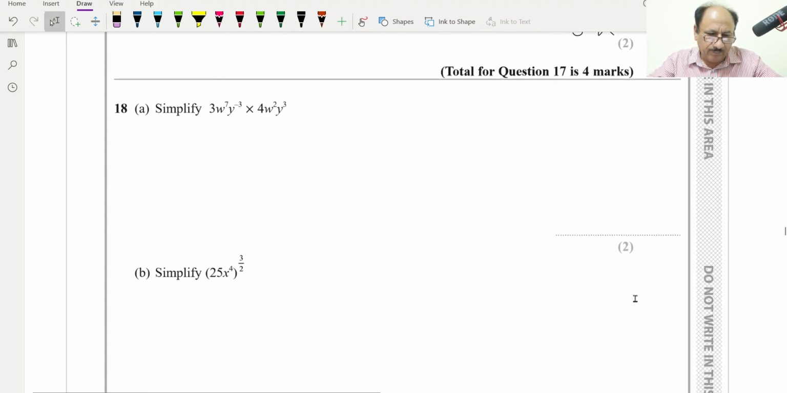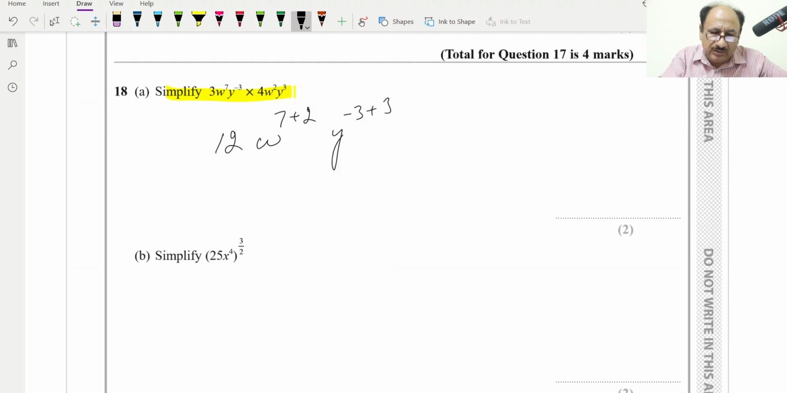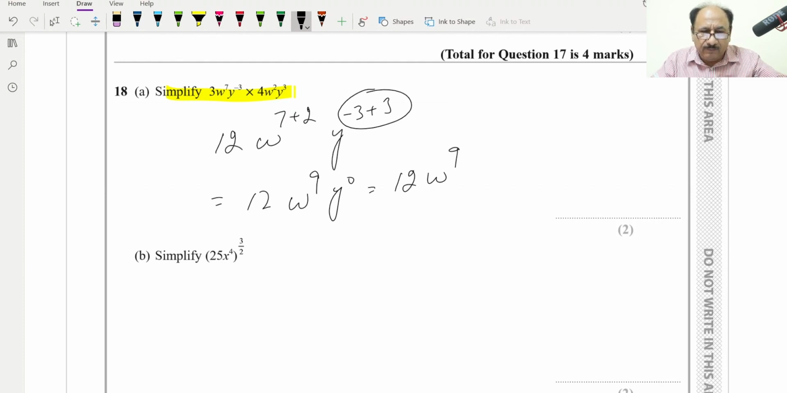Hopefully you understood this. Then question number 18, we have to simplify this given one. So 3 multiplied by 4 will be 12, and when bases are multiplied, powers will be added, so w raised to 7 plus 2 and y raised to minus 3 plus 3, and this will be 12 w raised to 9, and y raised to the power 0 is 1, so we will write 12 w raised to the power 9.